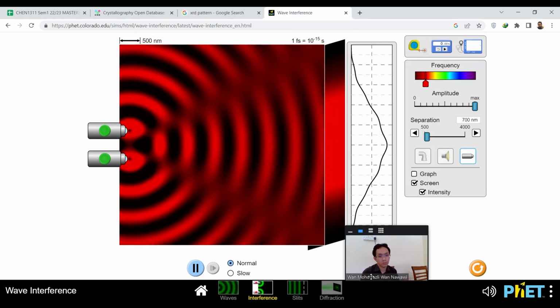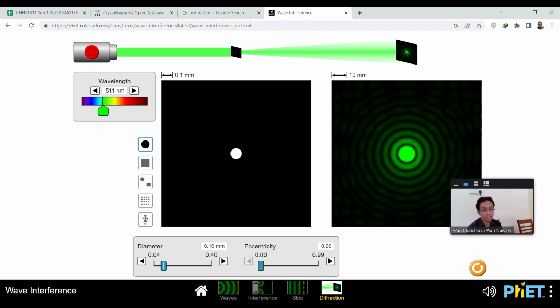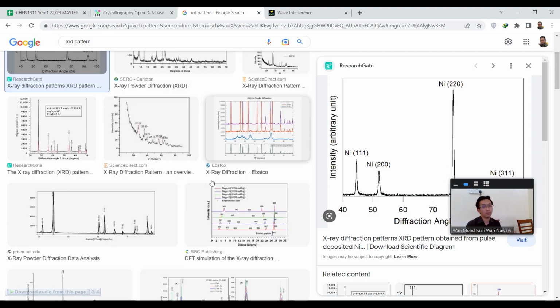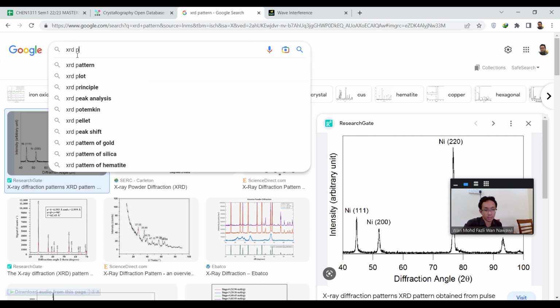Okay, so I want to show this diffraction. Imagine the top one is the light, and this is the sample in the middle, and this is the screen. If you shine the light, you get something. This pattern is two-dimensional. But sometimes when you talk about XRD, especially for single crystal, they normally use not an XRD pattern, but an XRD picture, an XRD image.